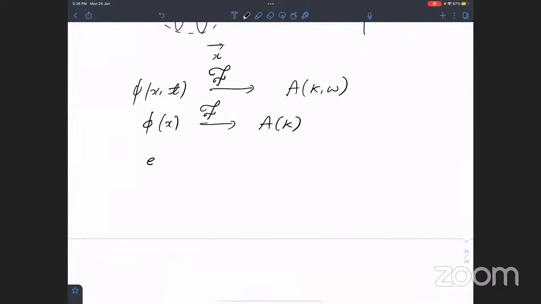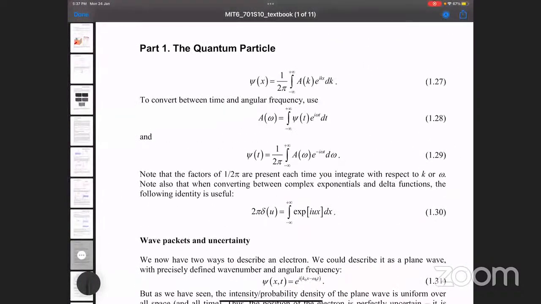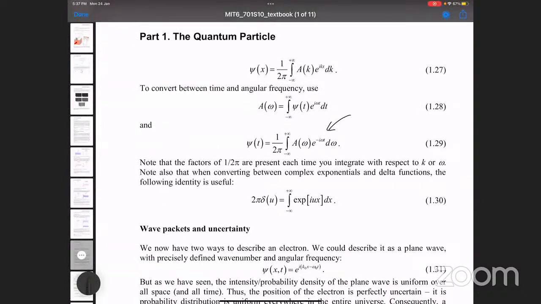So for example, if I have e to the power minus j k x as the wave function, what is its Fourier transform? It is nothing but delta of k minus k naught. Everything that you have done with Fourier transforms holds here. And he is giving you actual relations where we do that.